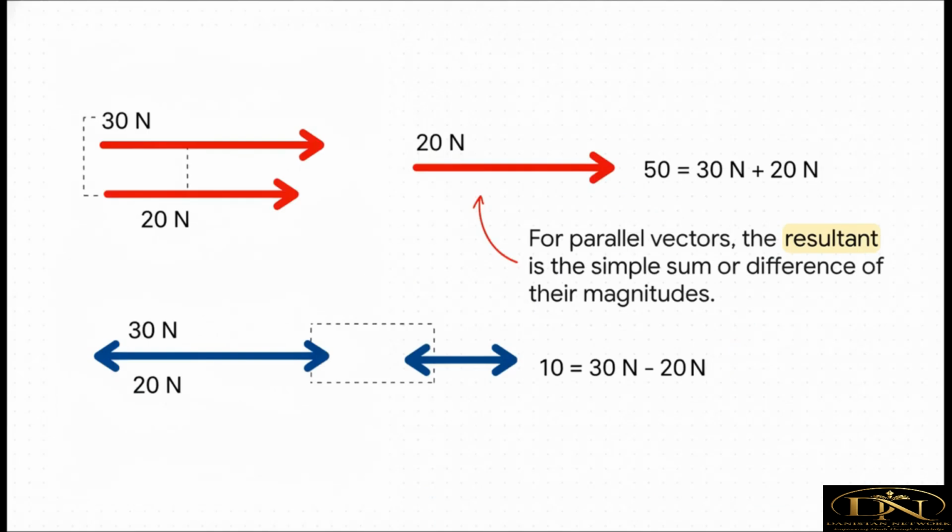Now, adding vectors is at its easiest when they're all lined up. If they're pointing in the same direction, you just add their magnitudes together. A 30 Newton force plus a 20 Newton force gives you 50. Easy. If they're pointing in opposite directions, you subtract them. 30 minus 20 leaves you with a net force of just 10 newtons.